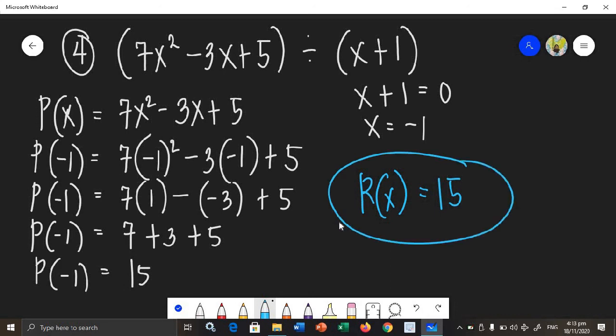So that is how the remainder theorem works. Without computing for the quotient, or without using synthetic division or division algorithm, you can compute the remainder of the given polynomial using remainder theorem.